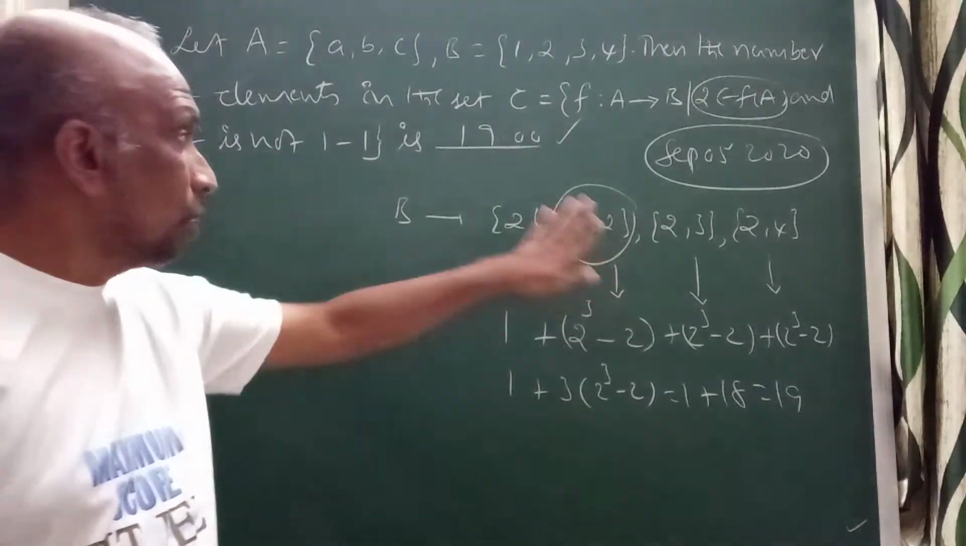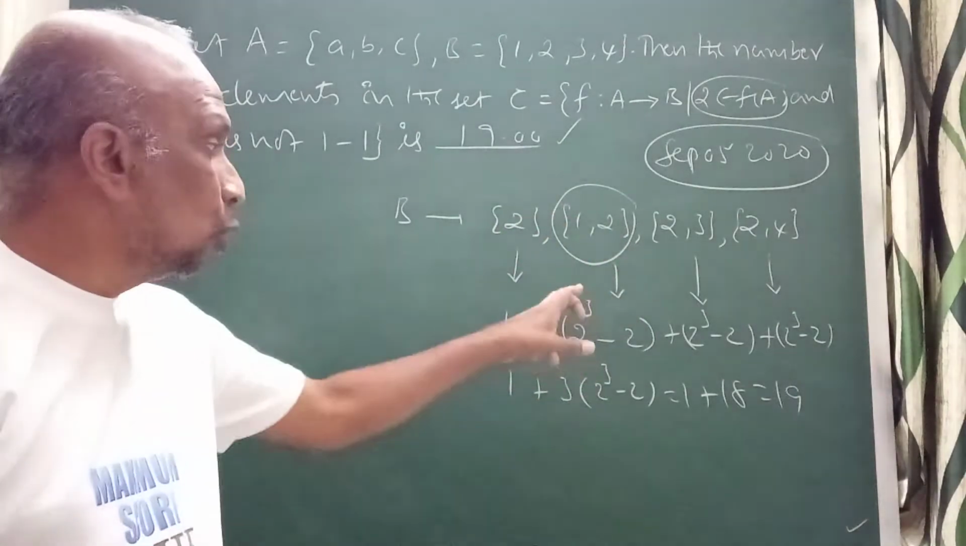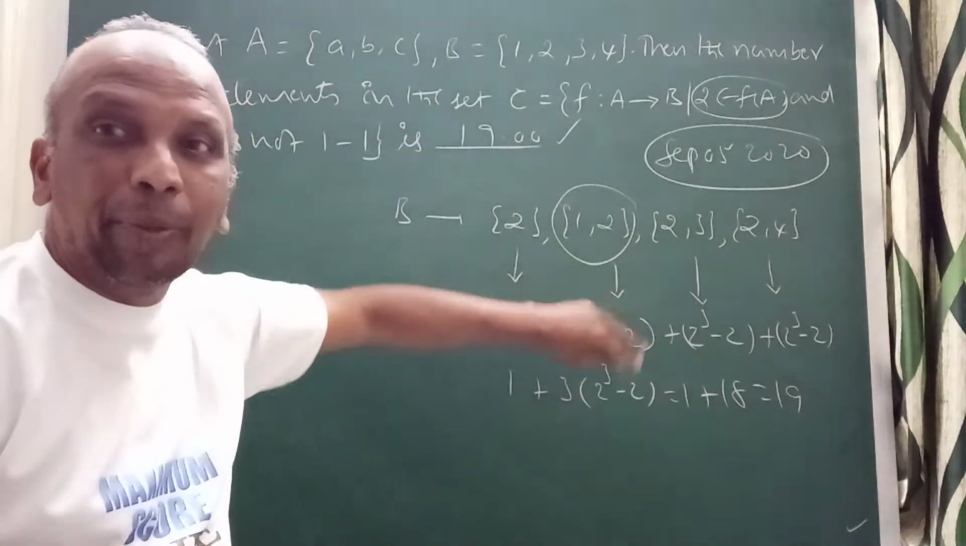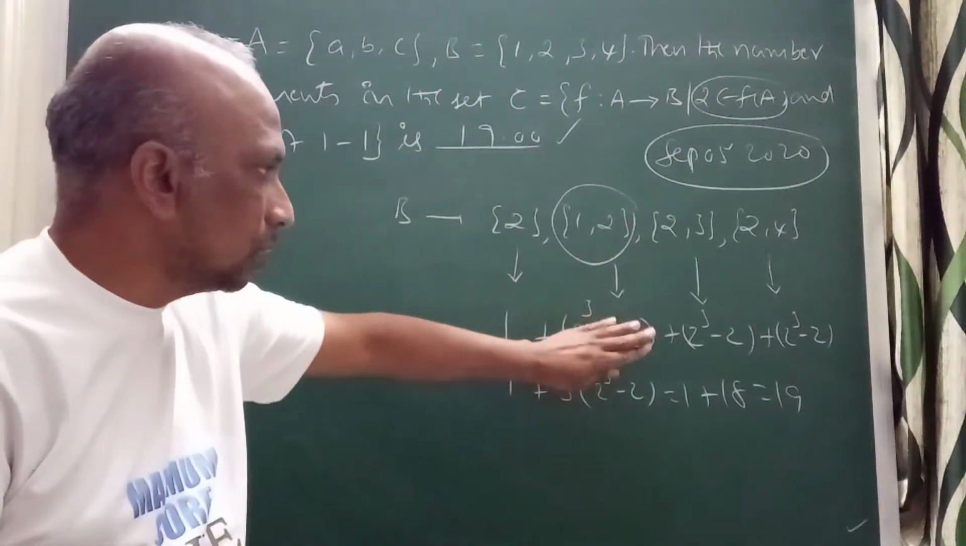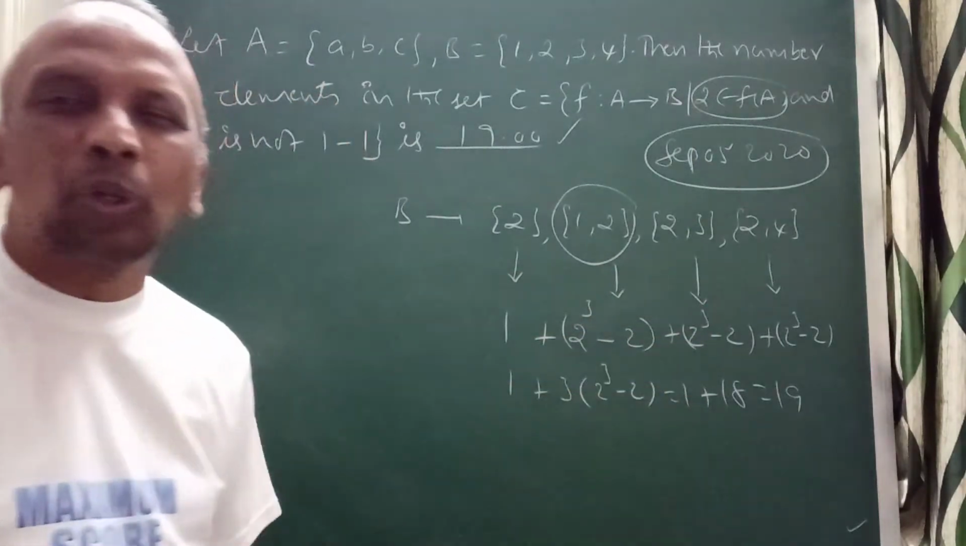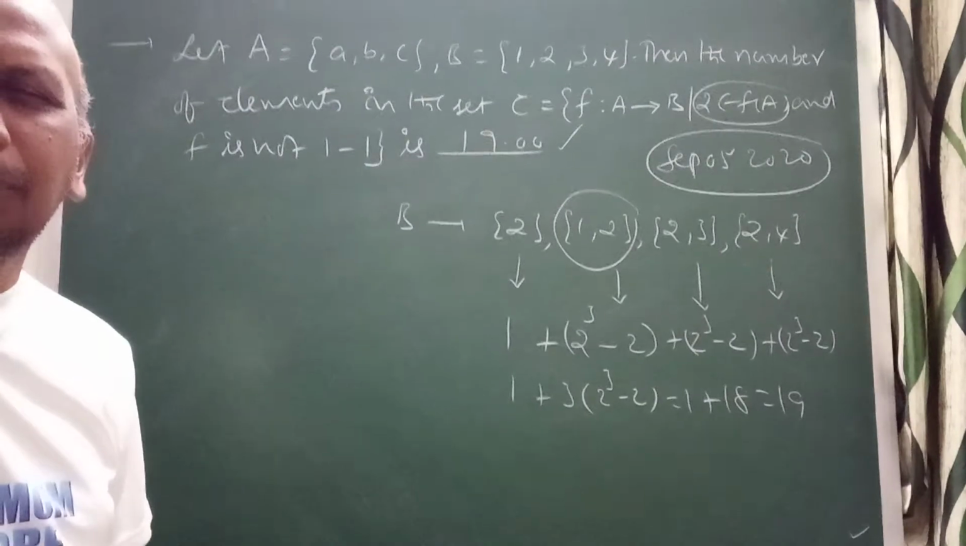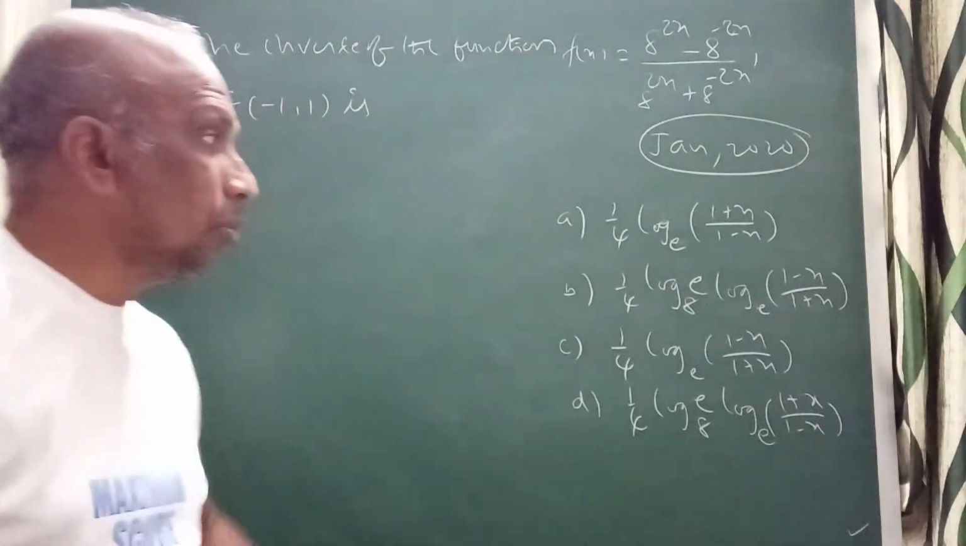Correct. Whenever B has 2 elements, 2 cubed, this is 3 elements of A, minus 2 gives the number of onto functions. In this case, 3 cases, we will get a total of 19 elements. So C is 19. See this, when you are doing this problem, you should be careful.